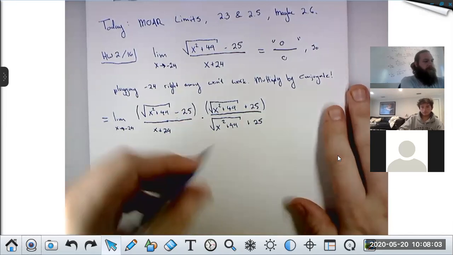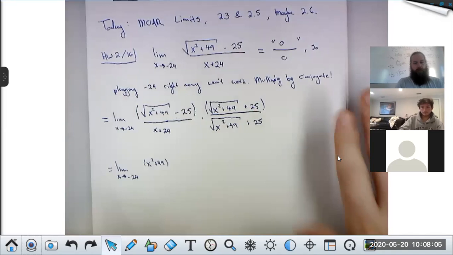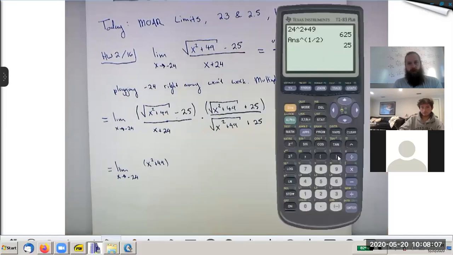And 25 squared is 625, right? Just verify that, right? Oh, I hate this thing. It doesn't take keyboard commands. Yeah. Okay.